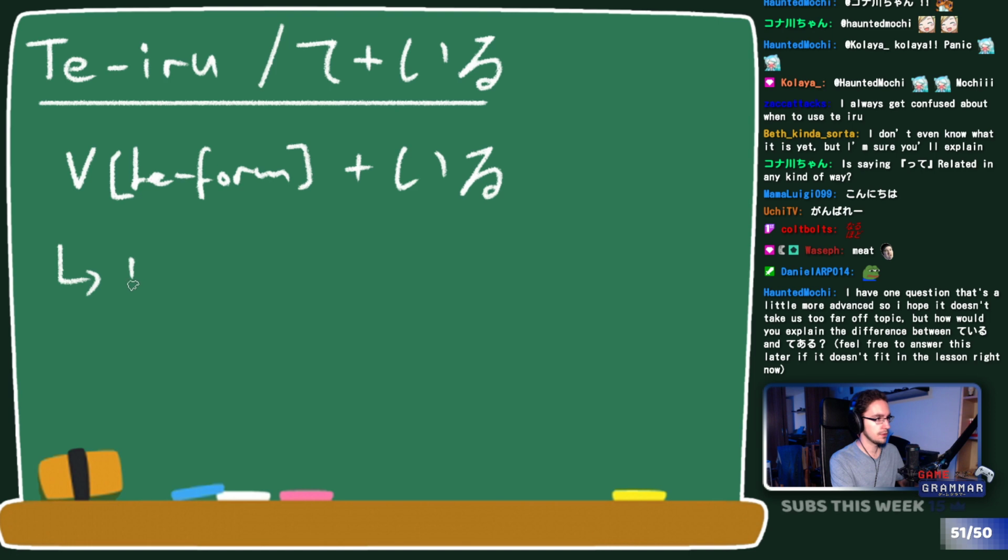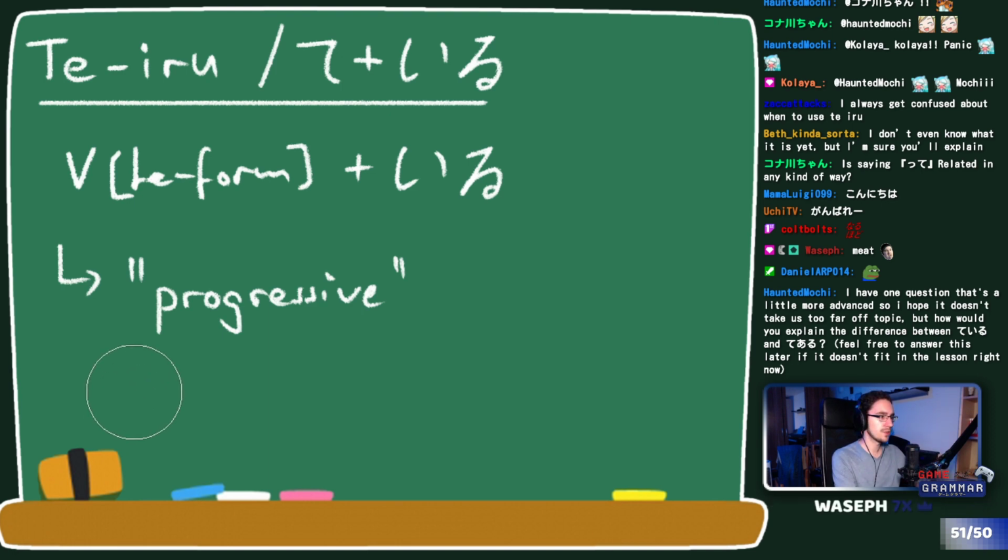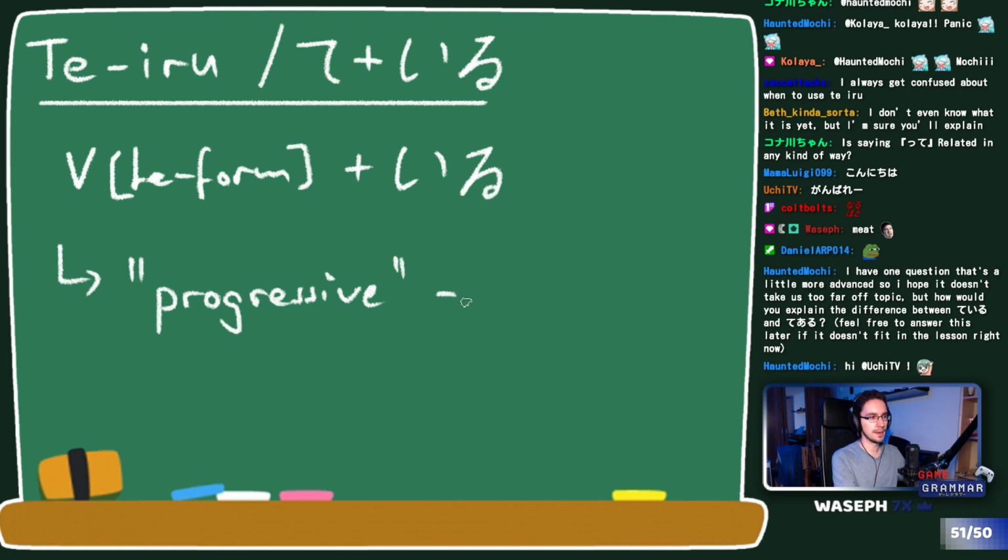So there's generally two things that I would say Te-Iru is used for, and those are progressive action, and then the second one has multiple names. Progressive is kind of simple, right? It's ongoing right now, or relative to the tense of the clause.